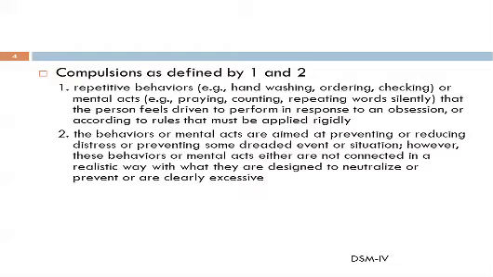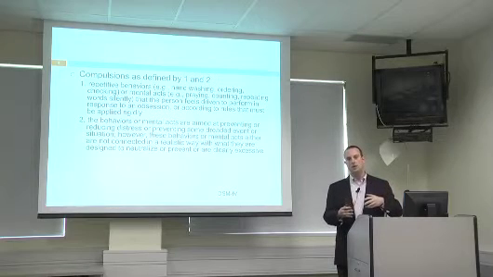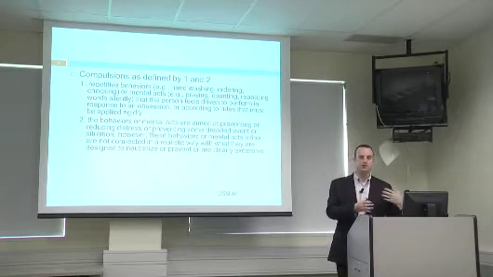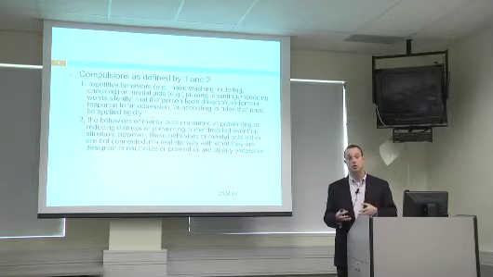The second piece of compulsions is that the behaviors or mental acts are aimed at preventing or reducing distress, as I was saying before, or preventing some dreaded event or situation. However, these behaviors or mental acts either are not connected in a realistic way with what they're designed to neutralize or prevent, or are clearly excessive. When somebody hand washes, it certainly makes sense. It might be really excessive, but at least it makes sense that the hand washing is going to prevent some feared thing about contamination. You can see that there's a relationship between the content of the compulsion and the content of the obsession. That does not always have to be the case.